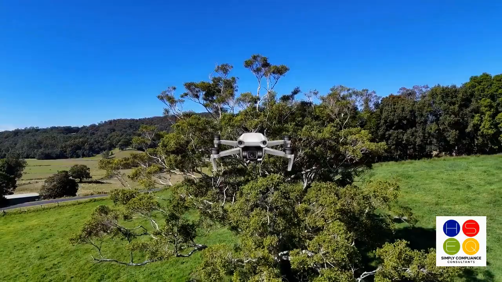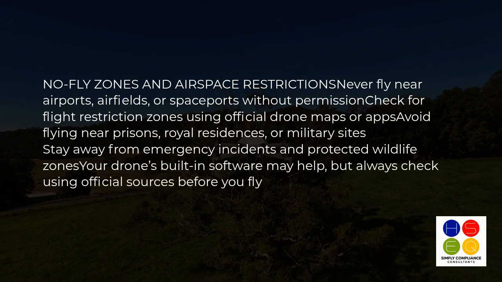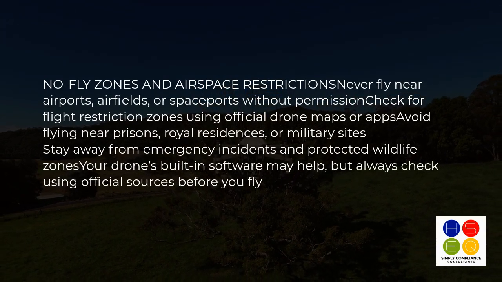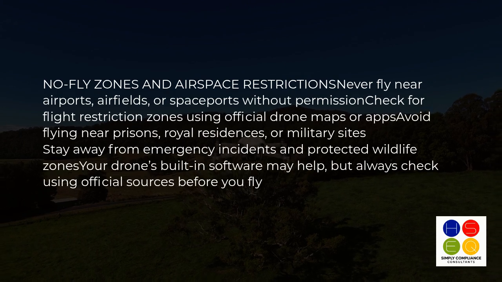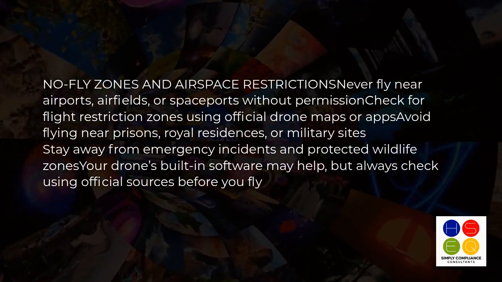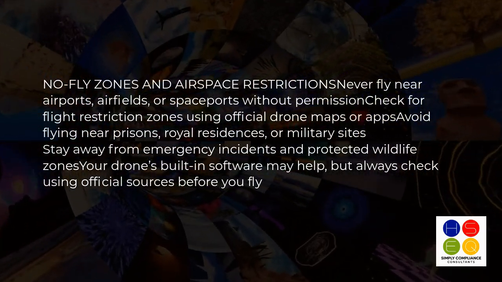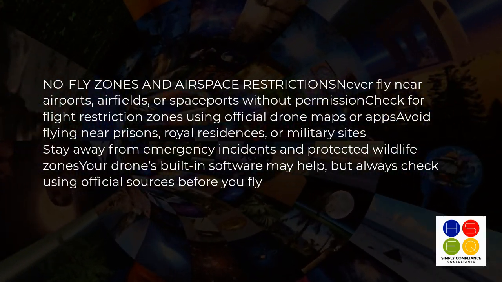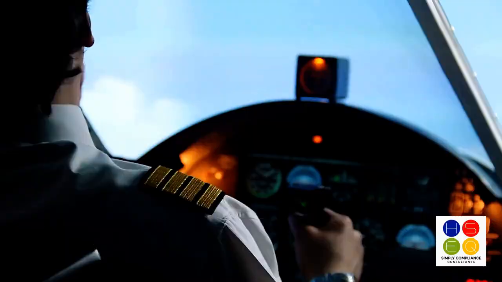No-fly zones and airspace restrictions. Never fly near airports, airfields, or spaceports without permission. Check for flight restriction zones using official drone maps or apps. Avoid flying near prisons, royal residences, or military sites. Stay away from emergency incidents and protected wildlife. Geo-awareness drones' built-in software may help, but always check using official sources before you fly.